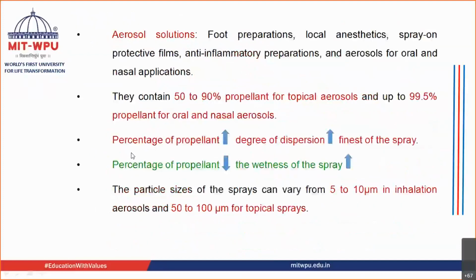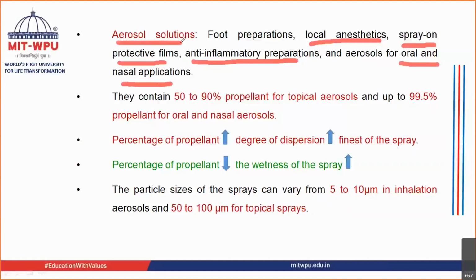Now, examples of some of these solution aerosols are food preparations, your local anesthetics, your spray-ons, protective spray-on films, your anti-inflammatory preparations, and many aerosols which are used for oral and nasal application. These are some of the examples of your aerosol solutions. These aerosol solutions usually contain 50 to 90% of the propellant when they are used for topical aerosols.